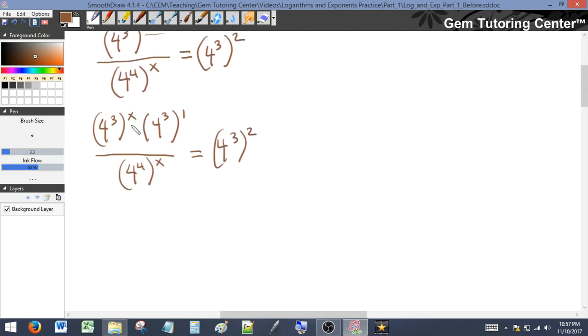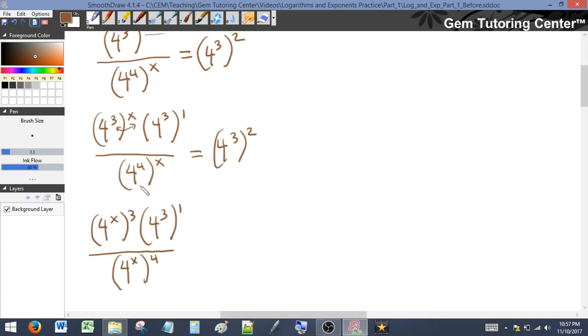Okay, now here comes another interesting part. We're going to actually flip this 3 and this x. We're going to move the x inside, and we're going to take the 3 outside. So what that's going to look like is 4 to the x cubed times 4 cubed to the 1, which is the same as before, but we switched out the x and the 3. We're going to do the same thing on the bottom with the 4 and the x. So it's going to be 4 to the x to the 4th.